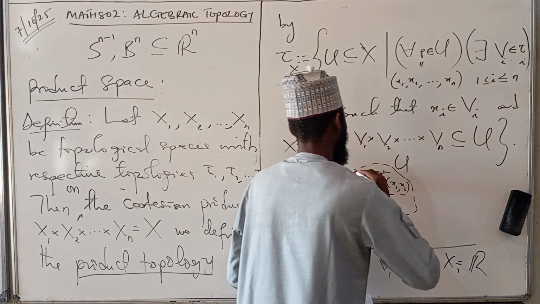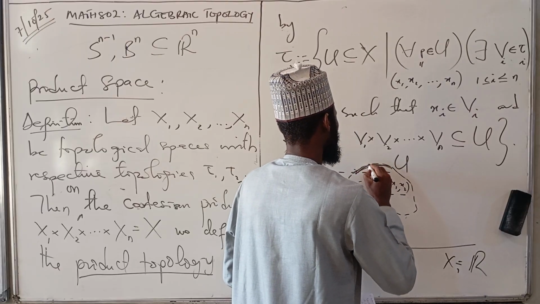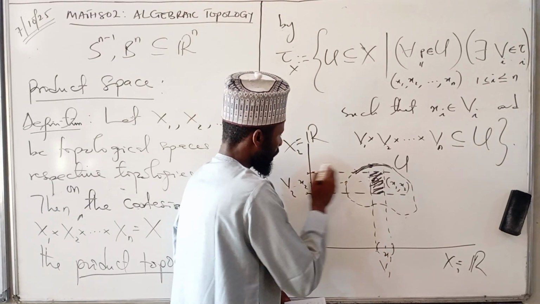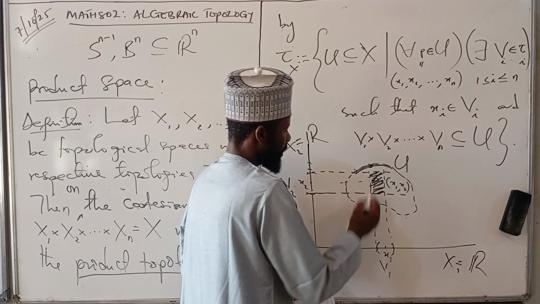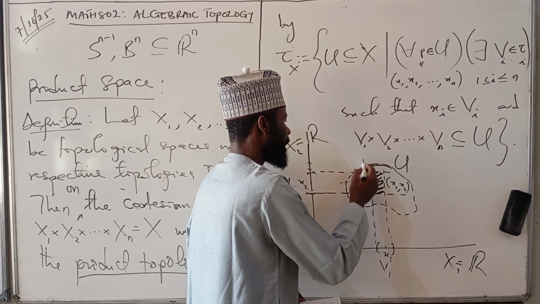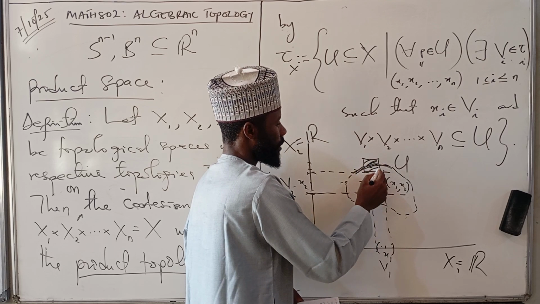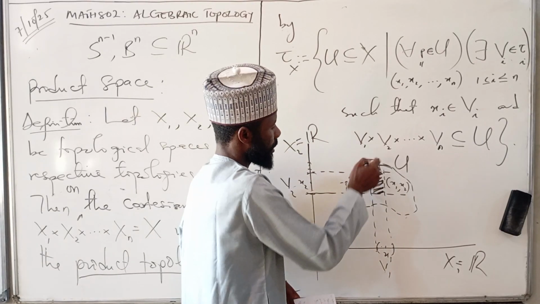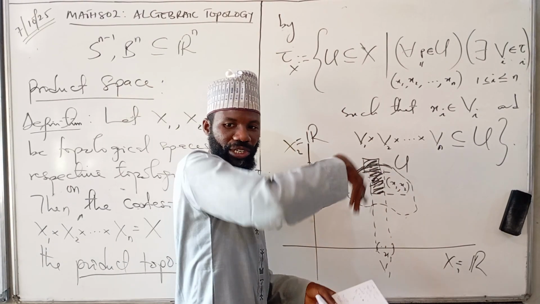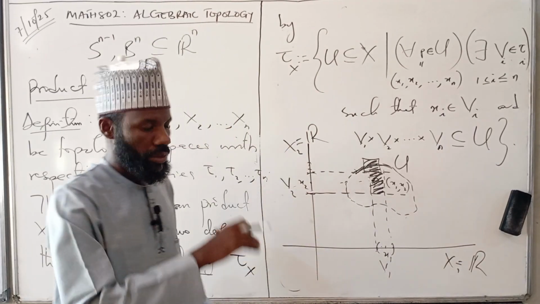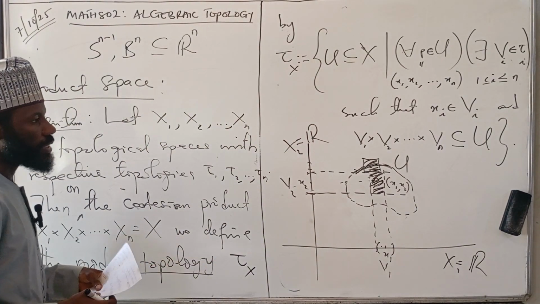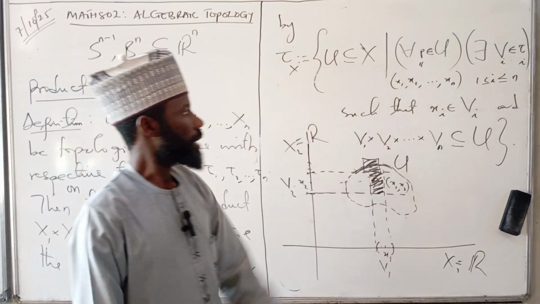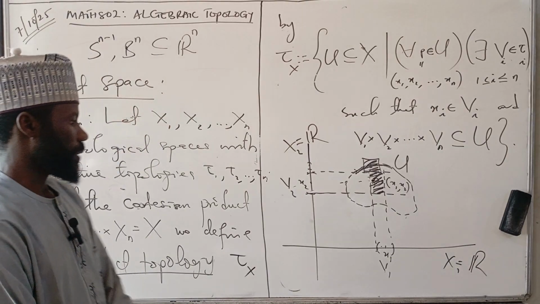If you imagine U is not open, like you have a point here, no matter how hard you try to get a neighborhood of this point on the y-axis or on the x-axis, the Cartesian product of the neighborhoods will contain the point but will not sit completely inside U. Are you following? This is how you identify members of the topology in the Cartesian product, or in the product space topology.